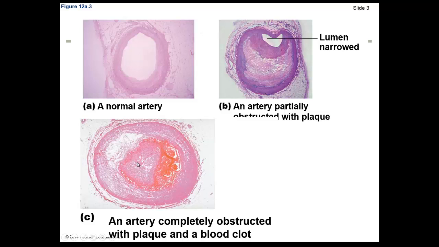And here's one that's been completely blocked, and that's what will lead to a heart attack or a stroke. If it's an artery feeding the brain tissue, a cerebral artery, we call that a stroke. If it's a coronary artery that's completely blocked, we call that a heart attack. And depending on the size of that artery and what tissue cells that artery serves, we see different results of these heart attacks and strokes.